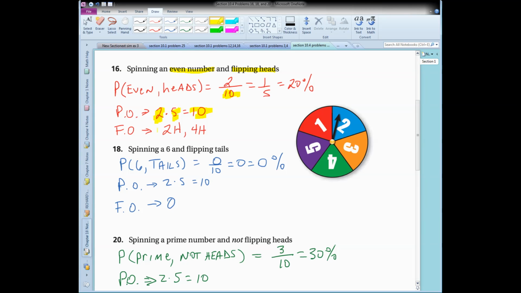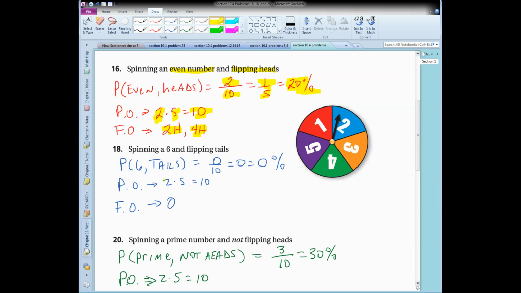And so what is that? For the favorable outcomes, what does that look like? Well, I could spin a 2 and get heads, or a 4 and get heads. So those are the two favorable outcomes. I put that in the numerator, I simplify it, and there I get 1/5 or 20%.